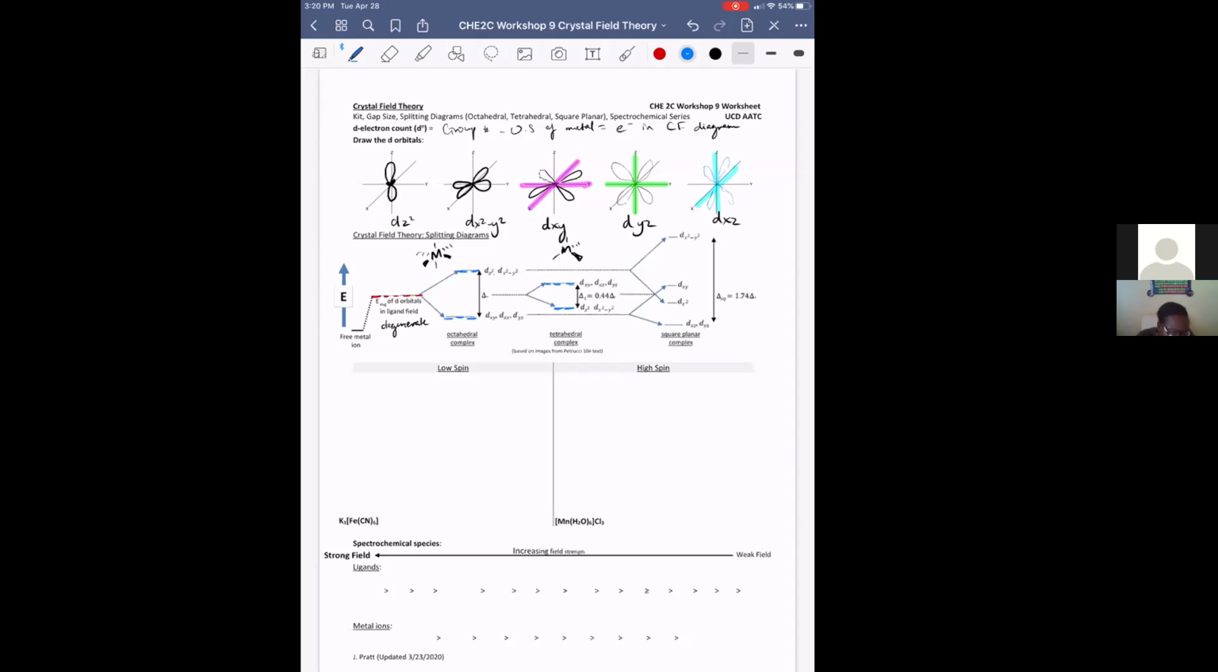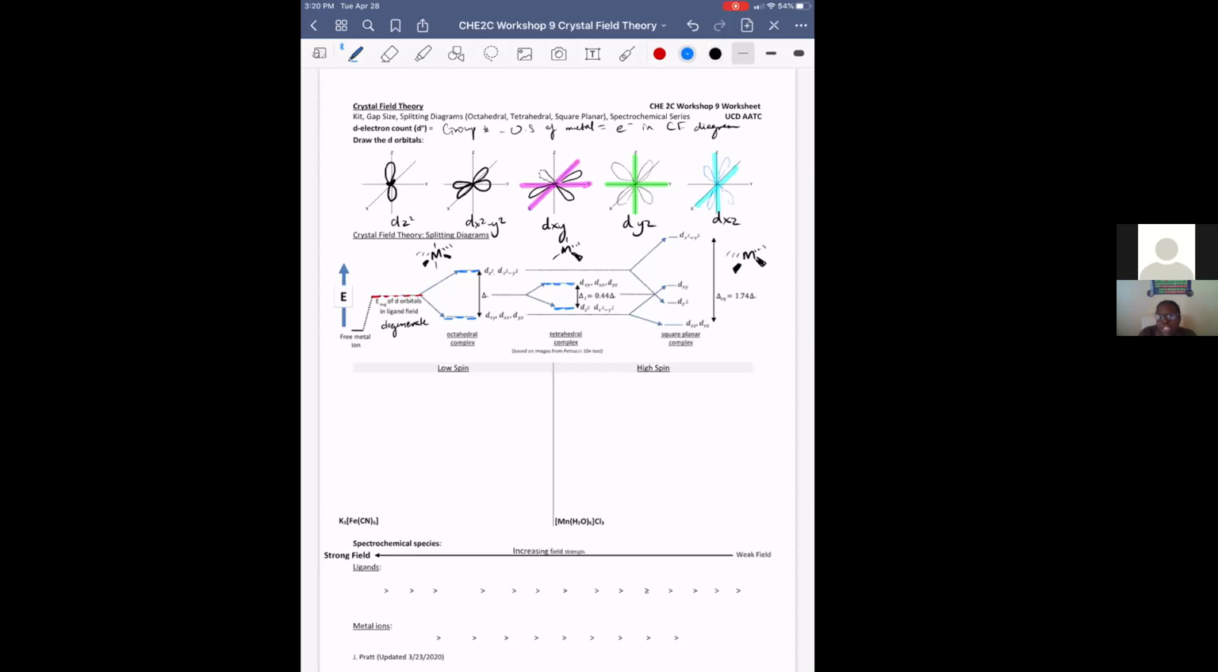And then for our square planar complex, we can consider it to be our metal center, right? And now we've removed both axial positions. So now we only have ligands in the equatorial plane of our metal. So that would be our square planar species.